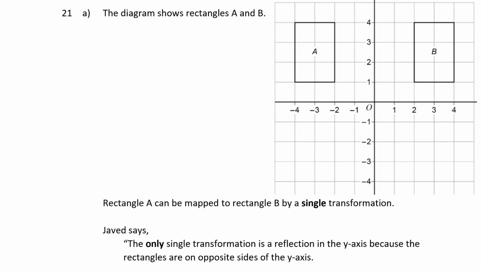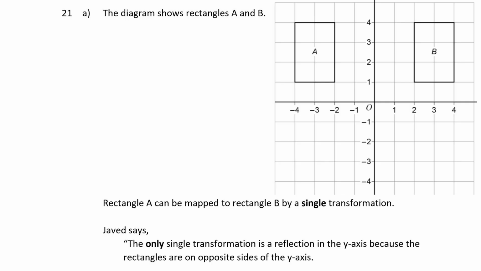21a. The diagram shows rectangles A and B. Underneath it says rectangle A can be mapped to rectangle B by a single transformation. Javid says the only single transformation is a reflection in the y-axis because the rectangles are on opposite sides of the y-axis. So is that the only way that you could move A onto B?